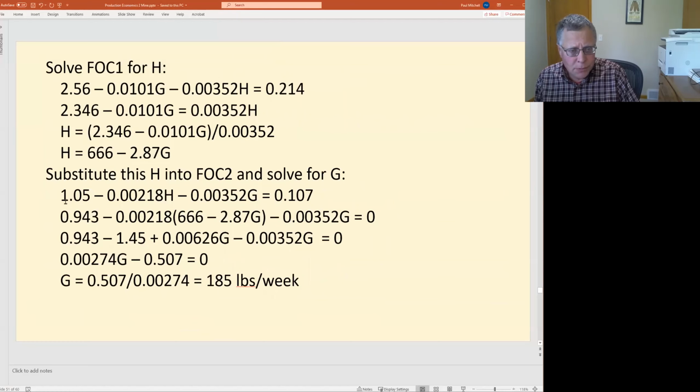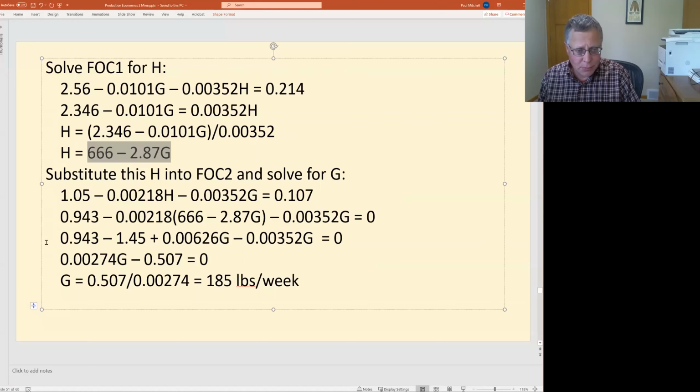And so do the math here. This goes back to the sides. That's where the 943 comes from. Multiply the equation here. There's an H there, so we'll put this equation in for H. That's what goes here. And then the 0.00352G stays there. Then you just get rid of these parentheses.